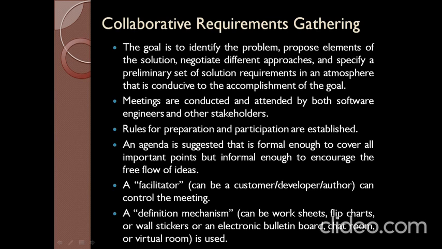Rules for the preparations and participation are established, and an agenda is suggested that is formal enough to cover all important points but informal enough to encourage the free flow of ideas. A facilitator who controls the meeting can be a customer, developer, or author. A definition mechanism is used, and it can be a worksheet, flip charts, wall stickers, electronic bulletin board, chat rooms, virtual rooms, etc.